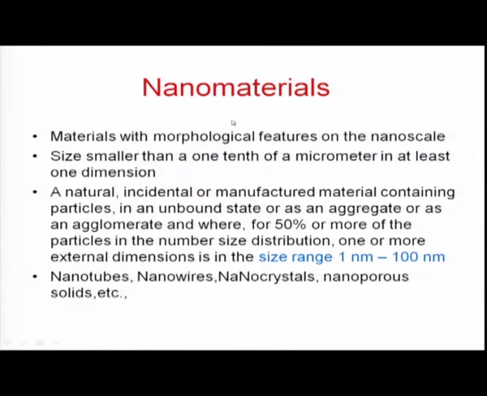These types of materials are called nanomaterials, and they may be available as nanotubes, nanowires, nanocrystals, nanoporous solids, etc. Nowadays in all types of engineering fields or applications, everything is nanomaterial. Where earlier we used bulk material, these materials are proved to show better performance. That is why nanotechnology is nowadays on top.